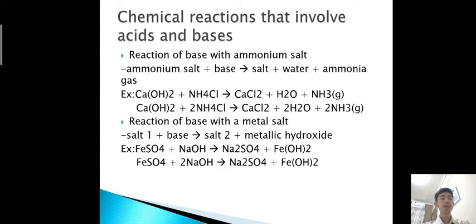The eighth and last one is the reaction of base with a metal salt. The formula is salt 1 plus base forming salt 2 plus metallic hydroxide. For example, FeSO4 plus NaOH forming Na2SO4 plus Fe(OH)2. Then it becomes FeSO4 plus 2 NaOH forming Na2SO4 plus Fe(OH)2. We put 2 in there so that it balances the reaction.